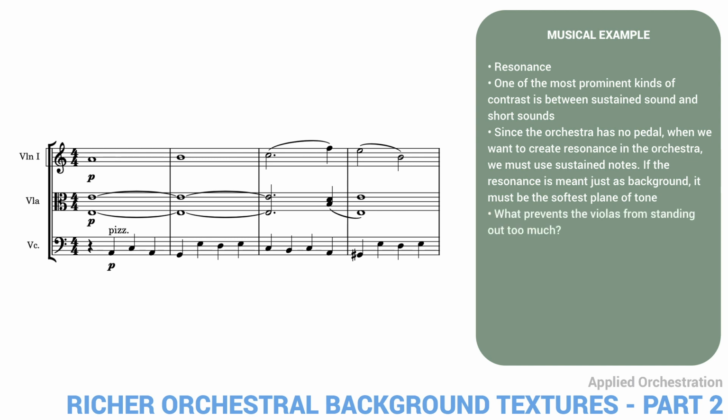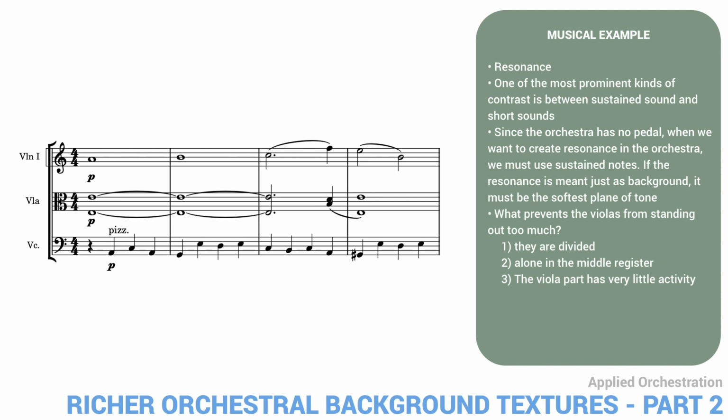What prevents the violas from standing out too much, since they are similar in tone color to the violins? First, they're divided, so the sound is a bit thinner. Second, they're alone in the middle register, not competing with anybody else. Finally, wherever possible, I've sustained common tones in the harmony, so the viola part has very little activity.